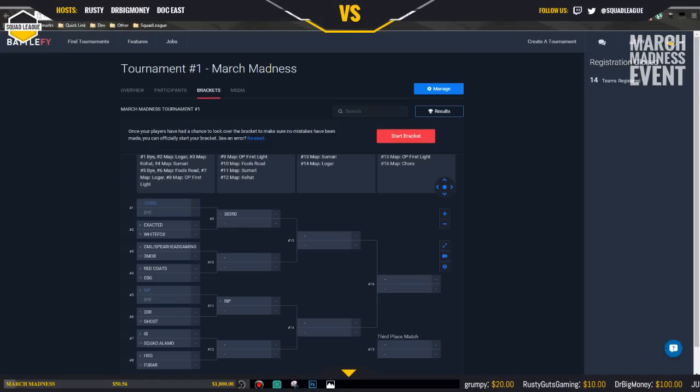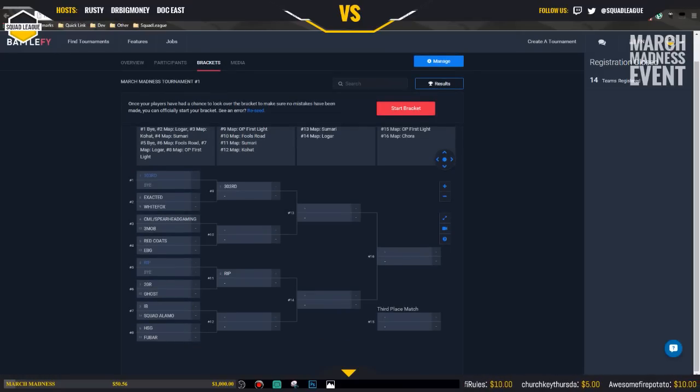So one thing you guys can look at is, now you know what map you're going to be playing on. As you can see up in our round information, we have the map listings for your round. For example, 7 down here is going to be on Logar, and 8 is going to be on OP First Light. So you guys can start to use that information and start practicing.